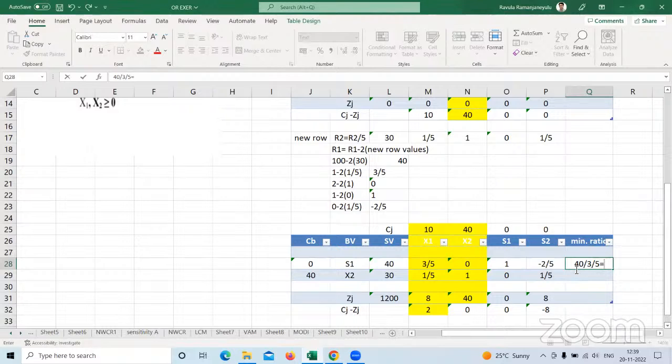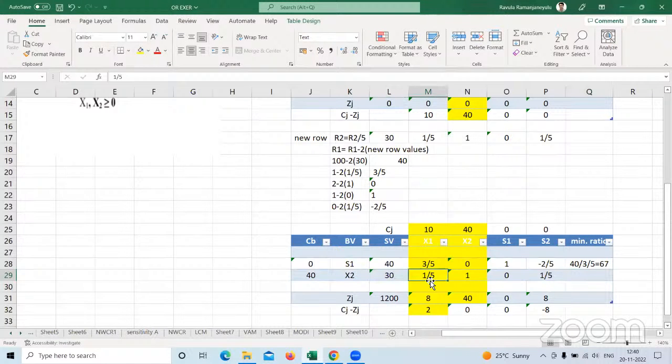200 by 3 is 66.66. So 67 you can consider if you want to make it a round figure. Whereas here, 30 divided by 1 by 5 is how much? 150. So the least among these two, the minimum, is 66.66. This row is considered as the key row.